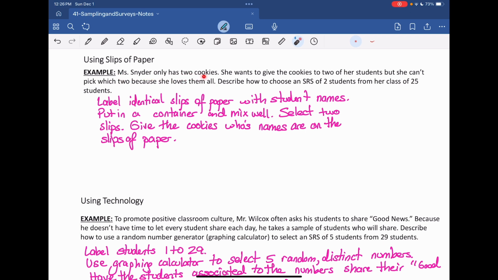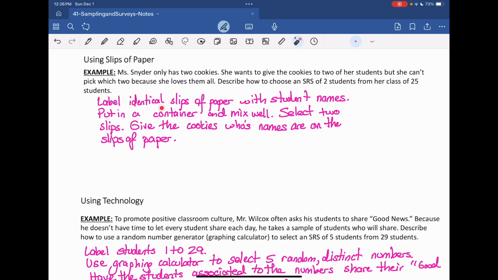Miss Snyder only has 2 cookies. She wants to give the cookies to 2 of her students, but she can't pick which 2 because she loves them all. Describe how to choose an SRS of 2 students from a class of 25 students. So first, you're always going to start with your labeling process. Label, and we're going to use identical slips of paper.